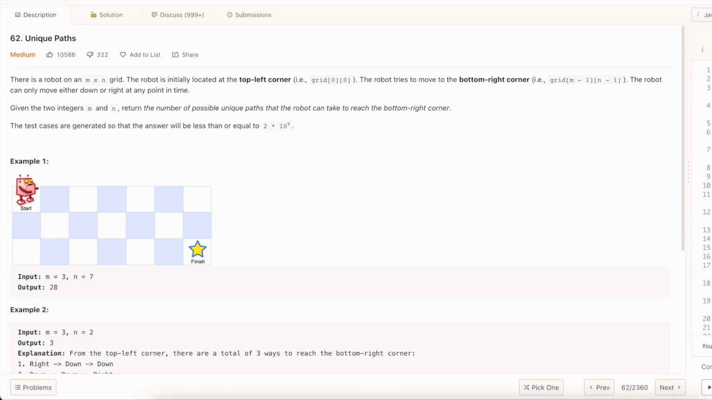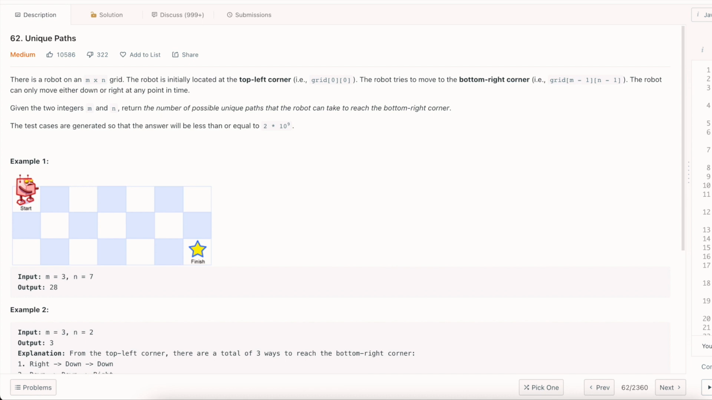To be very frank with you, this is a very important question which is being asked in many interviews, at many companies. And whenever you find a question where you need to find the number of ways something can be done, try to think in terms of dynamic programming.